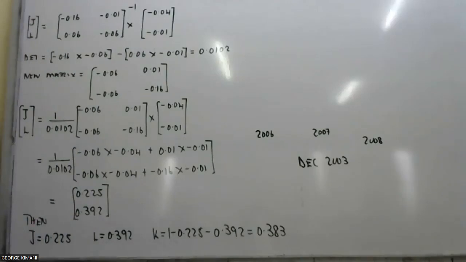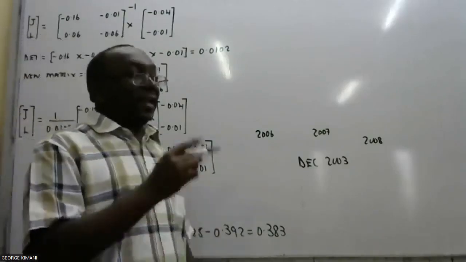Maybe you have not connected where we came from. Where did we get K? K is for Kesho, tomorrow. K should be some rate. I just wrote market shares. I said today's, tomorrow's market shares.